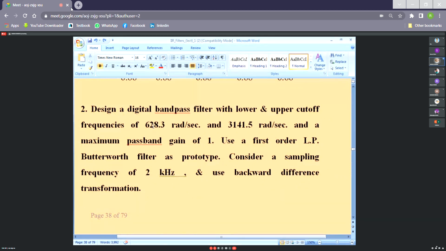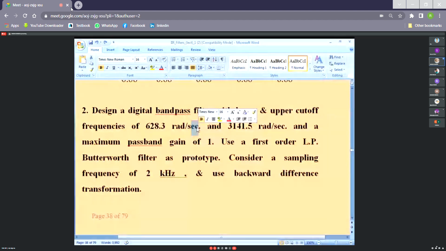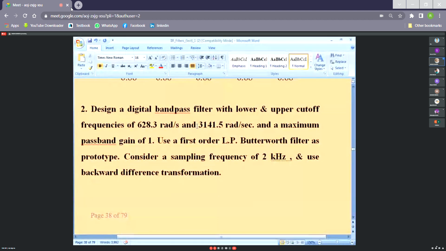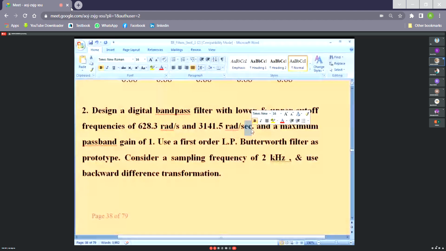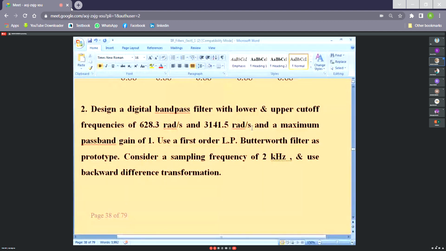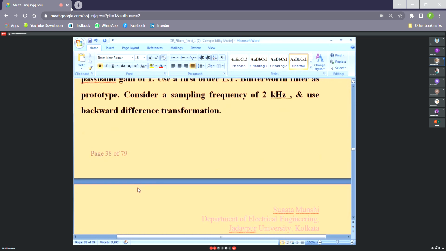Now have a look at this problem. Design a digital bandpass filter with lower and upper cutoff frequencies of 628.3 radians per second and 3141.5 radians per second, and the maximum passband gain of unity or 0 dB. Use a first order low pass Butterworth filter as prototype. Consider a sampling frequency of 2 kilohertz and use backward difference transformation.